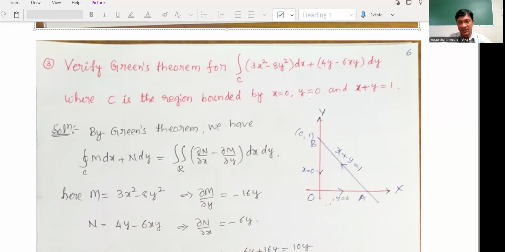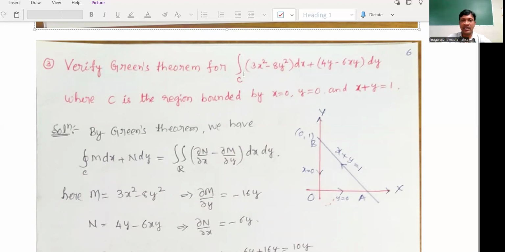Here x is equal to 0 is the complete y-axis, y is equal to 0 is the complete x-axis. And this straight line intersects the axes at x is equal to 1 and y is equal to 1. So the point A is 1, comma 0, the point B is 0, comma 1, and here is O, 0, comma 0. To verify, we have to find LHS and RHS, and both should be equal. Then only we can say that the given problem is verified by using Green's theorem.